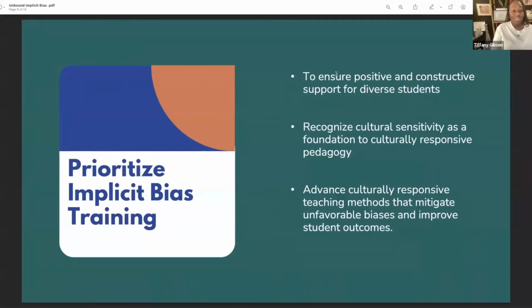Equality is everyone gets the same thing at the same time, but equity understands that that may not always be fair and just, because some people need additional accommodations just to even get to the baseline of performance. We also want to prioritize implicit bias training to recognize cultural sensitivity as a foundation for cultural responsiveness in our pedagogy. And then thirdly, we want to advance culturally responsive teaching methods that mitigate unfavorable biases and improve student outcomes.